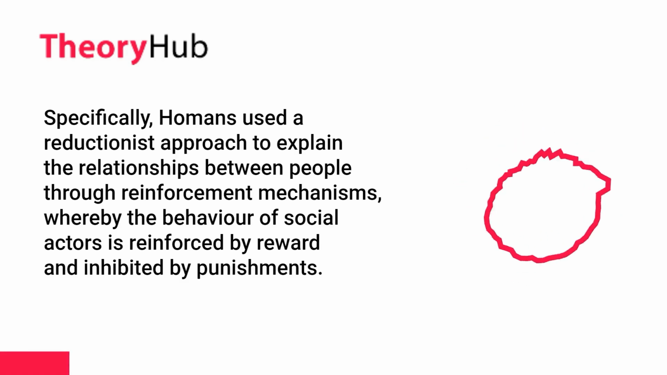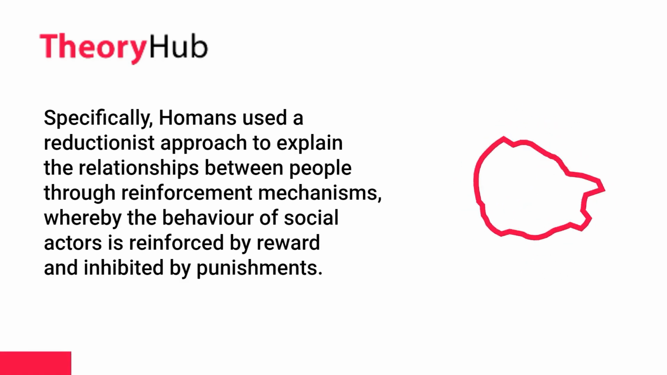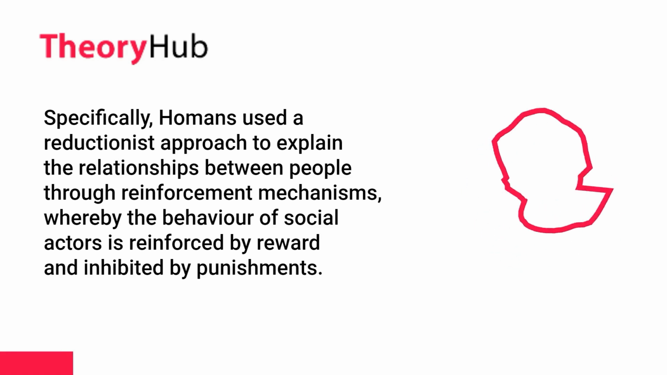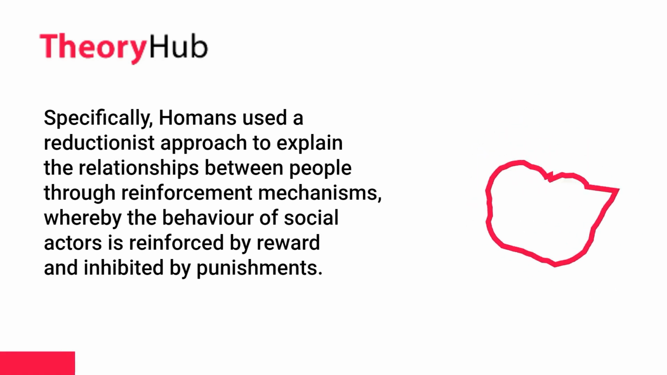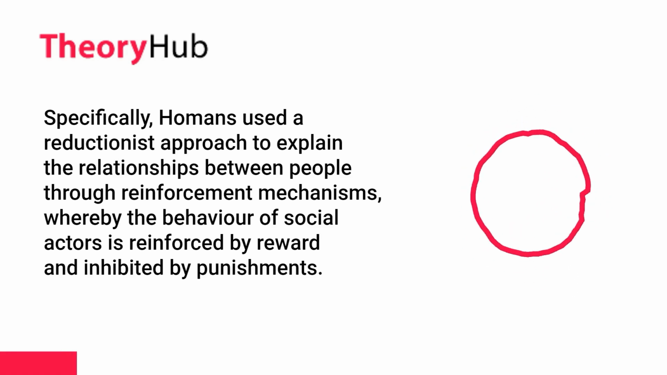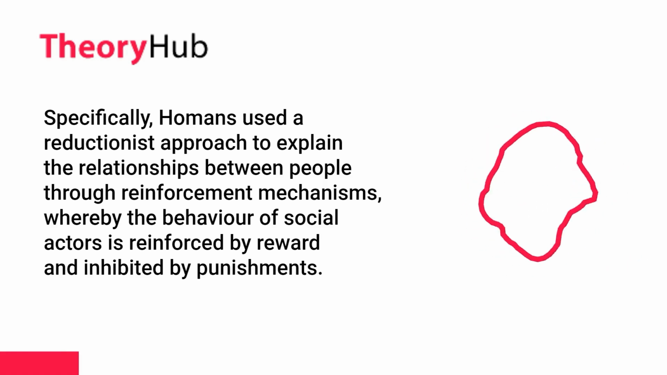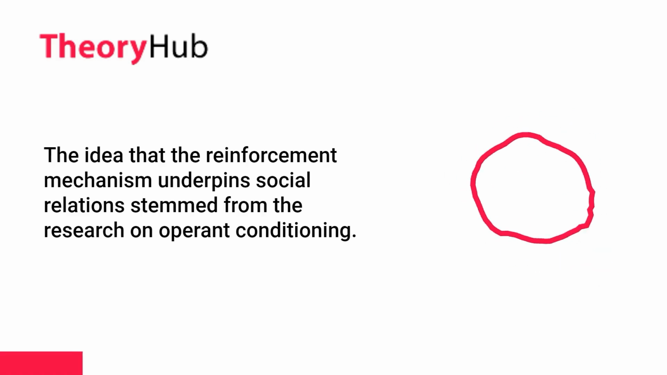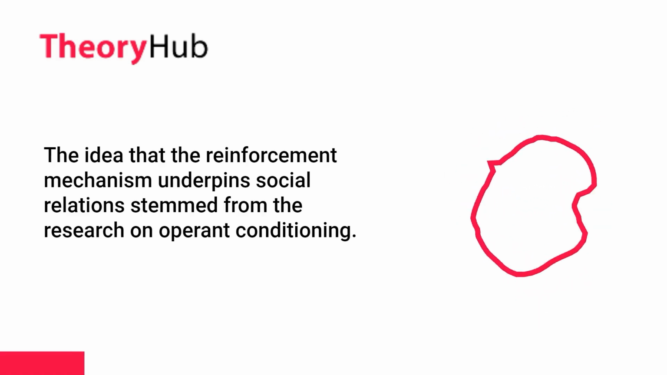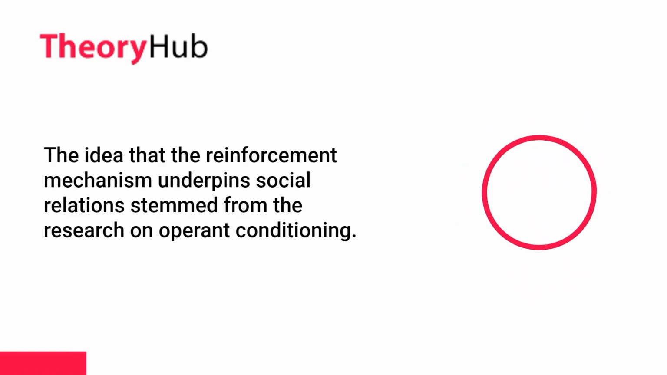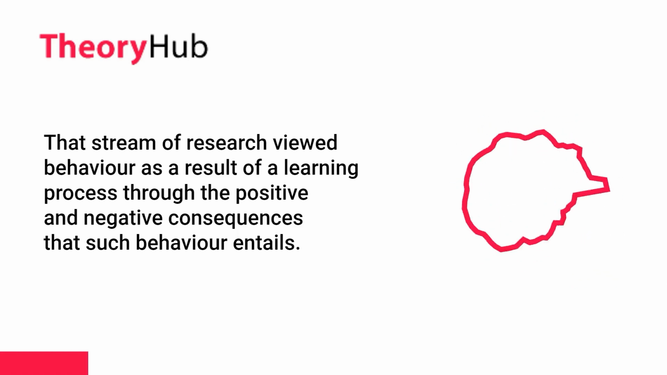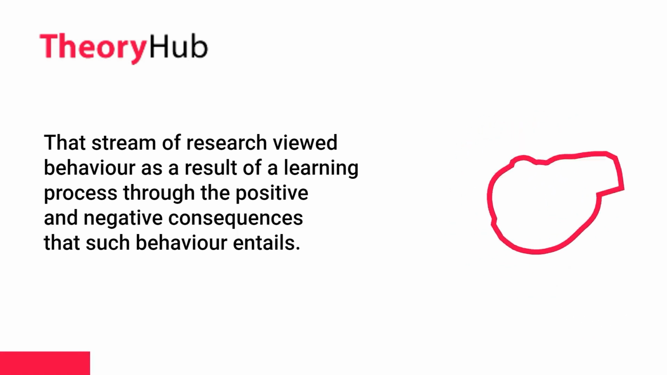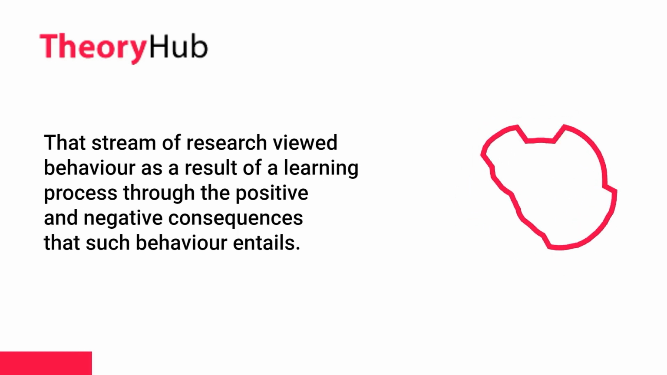Specifically, Homans used a reductionist approach to explain the relationships between people through reinforcement mechanisms, whereby the behavior of social actors is reinforced by reward and inhibited by punishments. The idea that the reinforcement mechanism underpins social relations stemmed from the research on operant conditioning. That stream of research viewed behavior as a result of a learning process through the positive and negative consequences that such behavior entails.